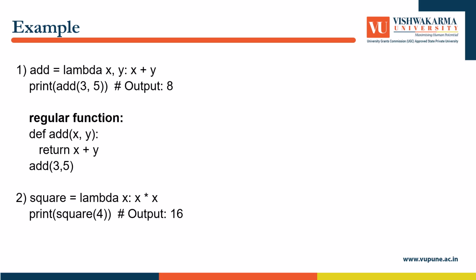So here is an example of how lambda function works. Here we are adding two numbers by using the add variable. There is a lambda function with arguments x and y with the expression x plus y, and we are going to add 3 plus 5, which is 8. And here we are going to see how a regular function works. A regular function is defined by using the def keyword, but a lambda function is defined by using the lambda keyword. Next is the square example by using the lambda function.